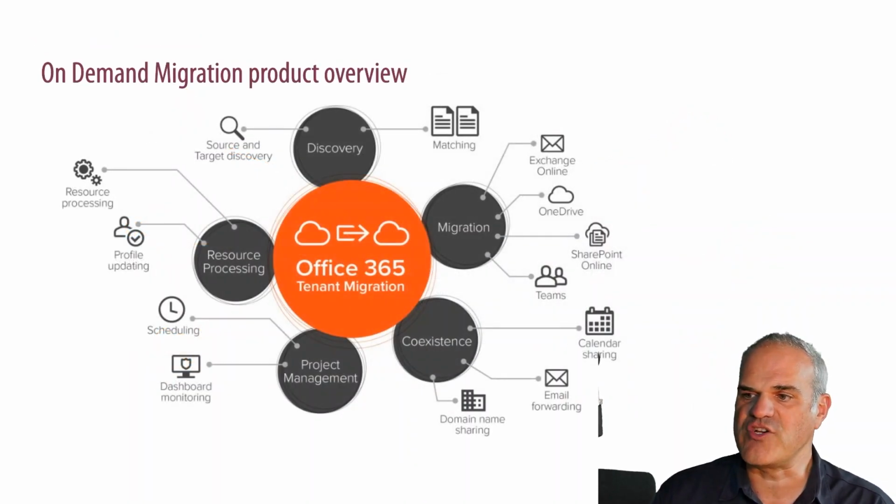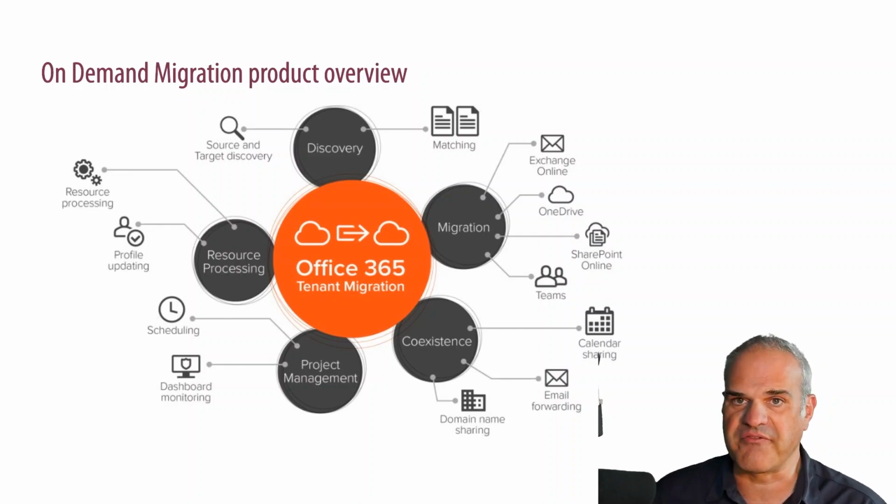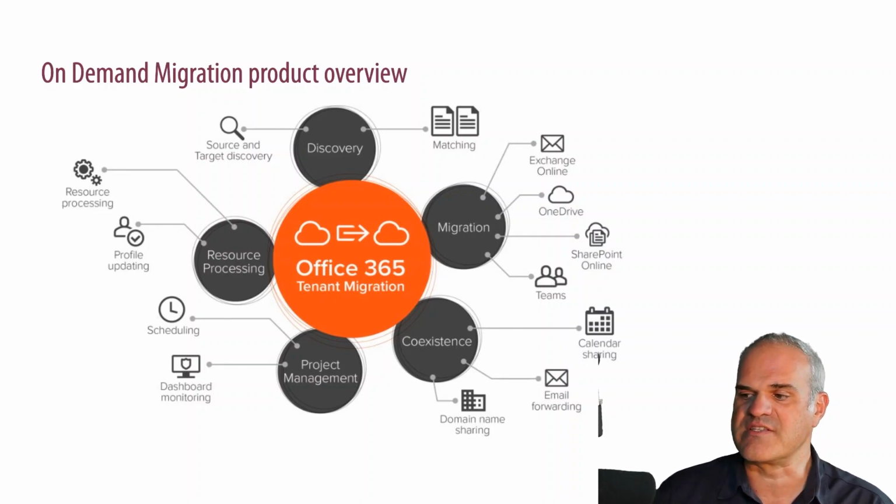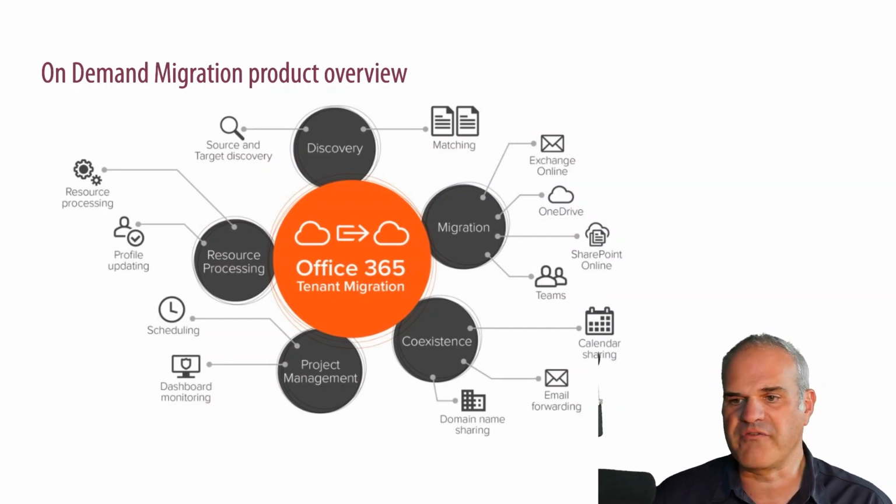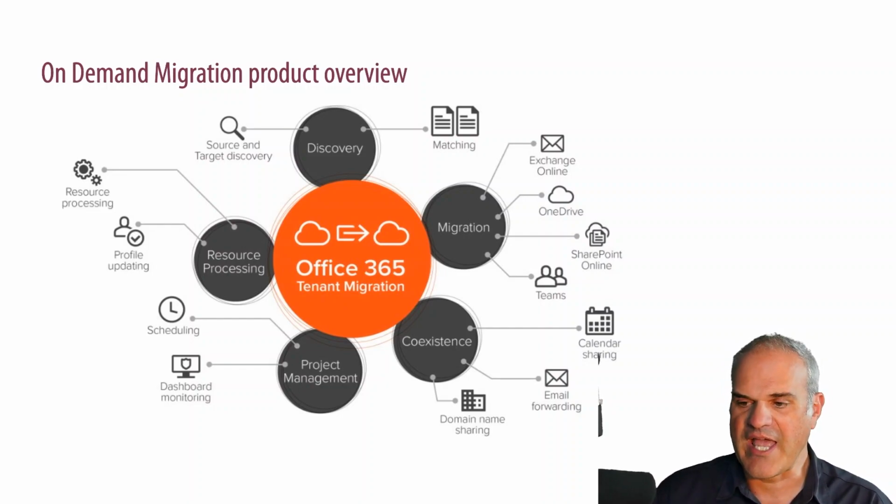If we go deeper into the migration module, there is a discovery part which can do a discovery in the source and target tenant, and do matching. The migration can also go into a coexistence, because it can be that the source and target migration will take a few weeks or maybe also a month. And then coexistence is so important for calendar sharing, email forwarding, and domain name sharing. You get a very precise picture of everything that's happening inside of the migration engine, because there are project management tools involved, like scheduling and dashboard monitoring. There are log files, so that's not going to be a blind flight.